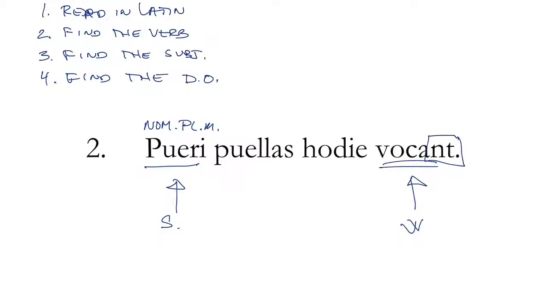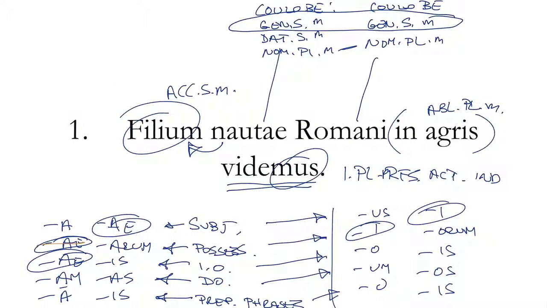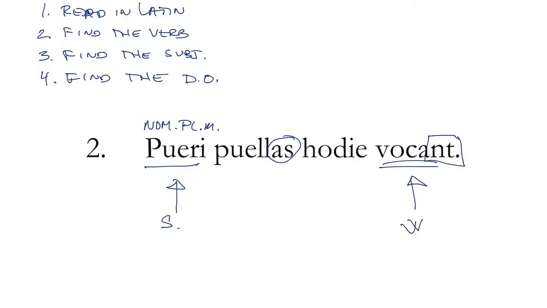In other words, find something in the accusative case that the boys can call. Well, here you are, this -as, as you remember from the screen before, this -as right here is your accusative plural. Boys call girls. This is accusative, plural, feminine, and hodie is just an adverb that means today. So the boys call the girls today.